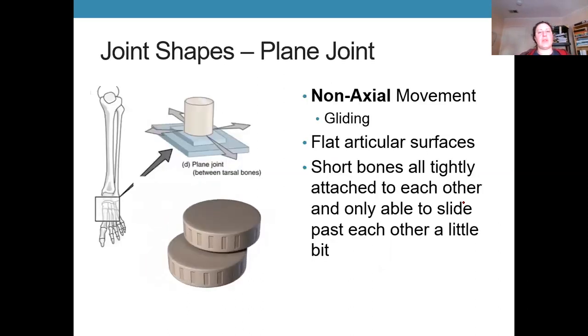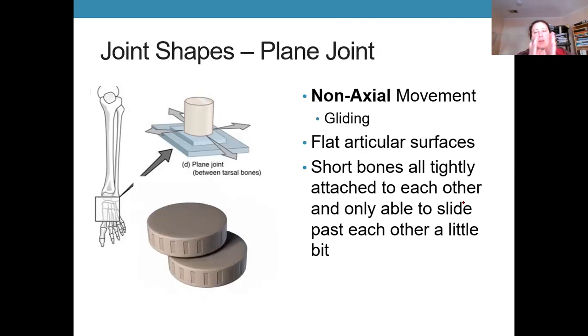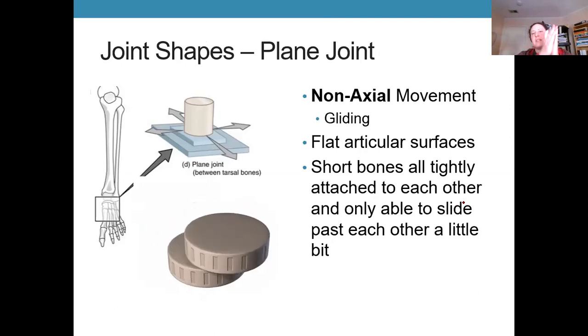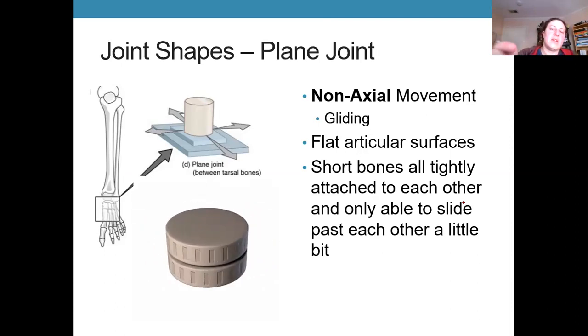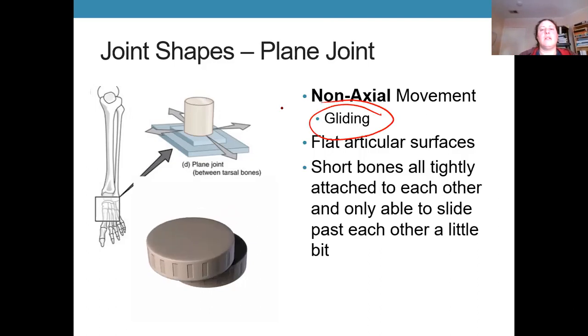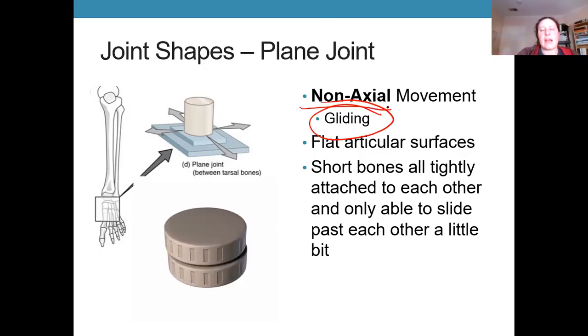So the first one is a plane joint. Now, plane joints are weird because it's where 2 flat surfaces come together. And when you have flat surfaces, they can't really do much. Their only option is to slide back and forth. So we call that gliding, and it's actually a non-axial movement.